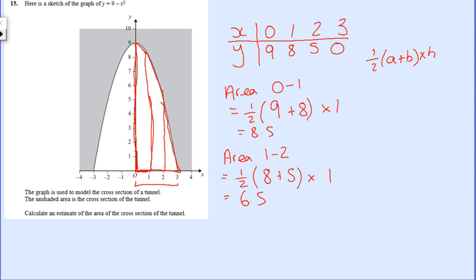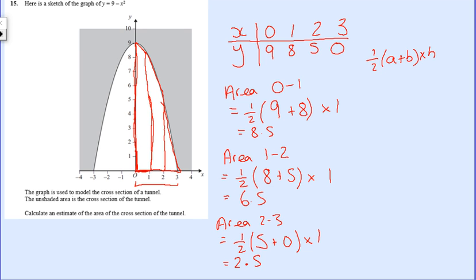The last one is the area between 2 and 3. So a half. You want the y coordinate of 2, which was 5. The y coordinate of 3, which was 0. The height again is 1, and that gives you 2.5.